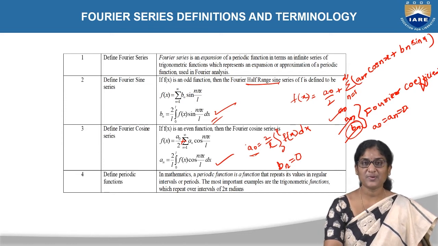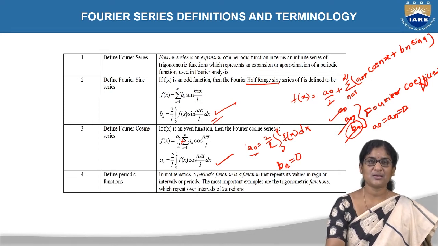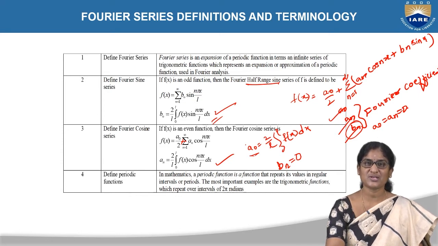Next, define the periodic function. This is a must and should. Of course, we don't check for every question whether the function is periodic or not, because obviously when the functions are given to expand in the Fourier series, they will be periodic in nature. So what does periodic mean?